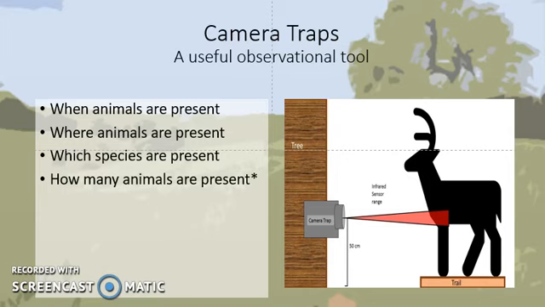So for the Arastradero study, we used camera traps. Camera traps are a great observational tool to use in ecology. They can tell you when animals are present, where animals are present, which species are likely to be present at these sites, and they can give you a rough approximation of how many animals are present. This is very rough and is more useful to tell you if the number of species is changing over time, or if the number of individuals of one species is approximately changing over time.